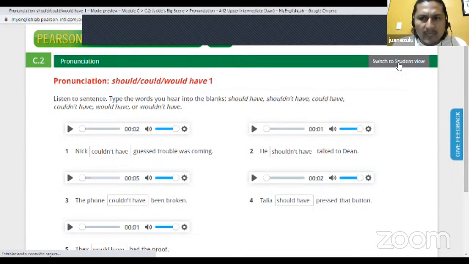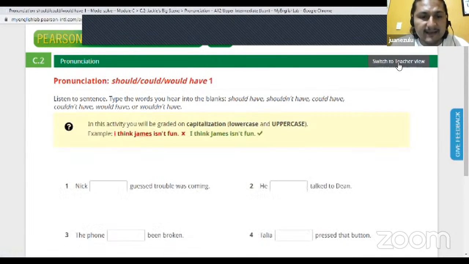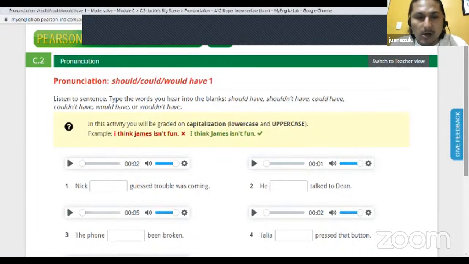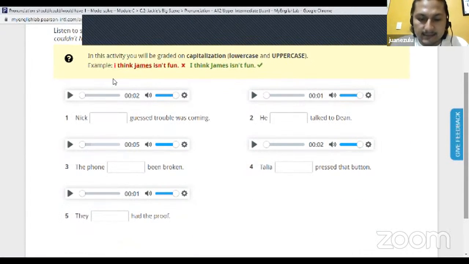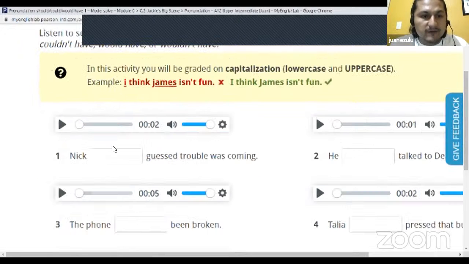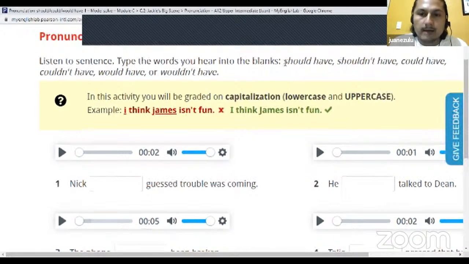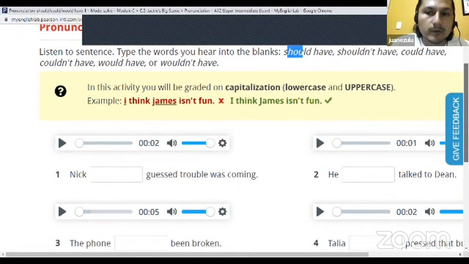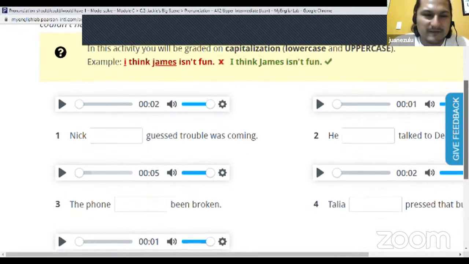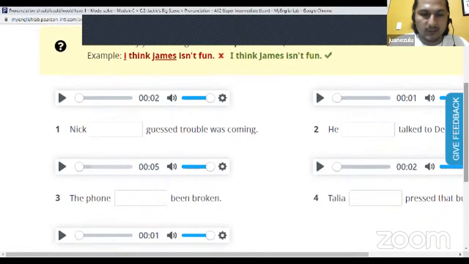So when I activate this activity, all you have to do is listen and then type the word that is missing. Of course, we already know it's going to be a modal with an auxiliary. The auxiliary is going to be have, okay? So just pay attention to the modal: should, could, would. So let me listen to the first two so there won't be any questions.